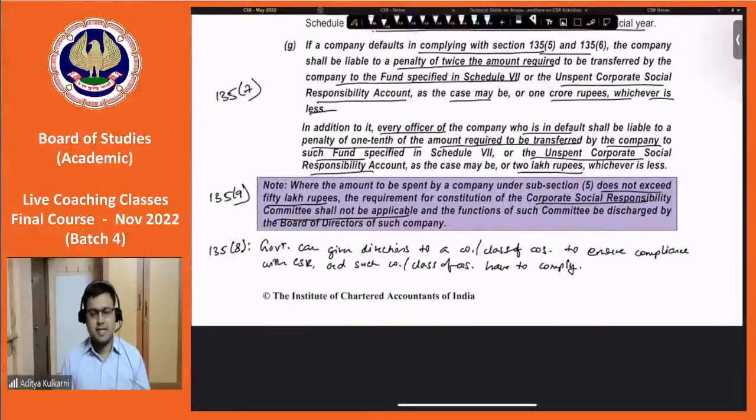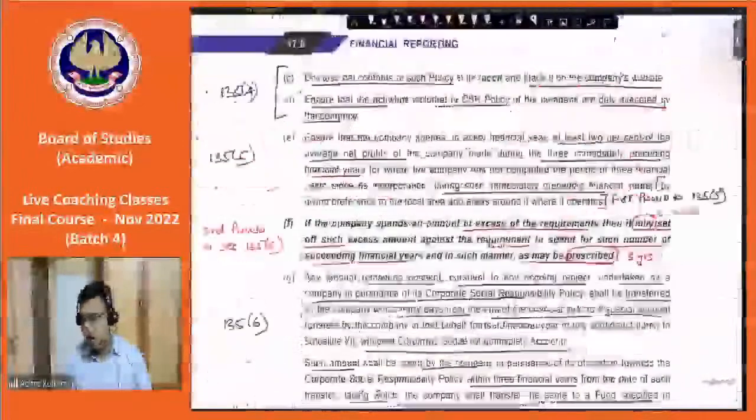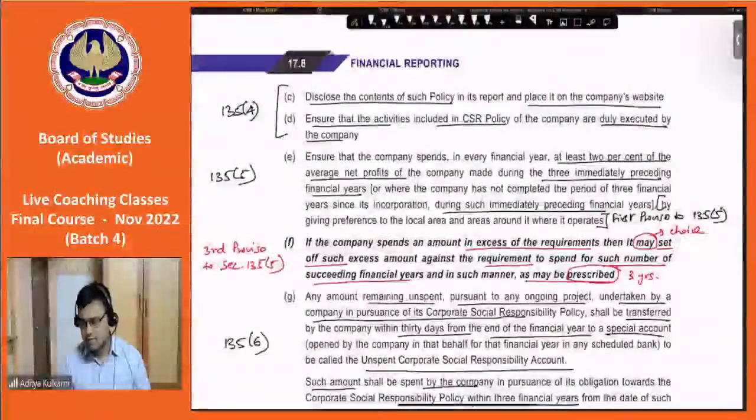50 lakhs is the materiality threshold for forming a CSR committee. If the CSR committee is not formed, you can fulfill its responsibilities by the board of directors itself. So that is your 135 subsection 9. Is it okay? Yes, all clear. All the 9 clauses clear, everyone.